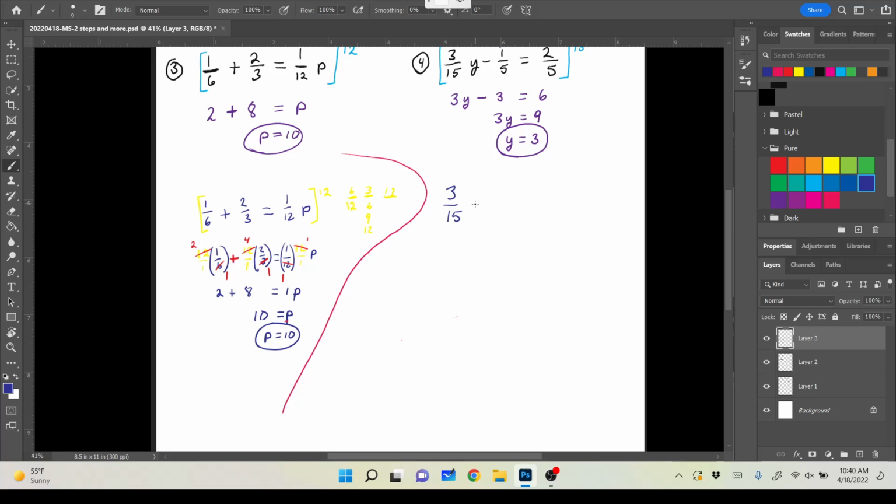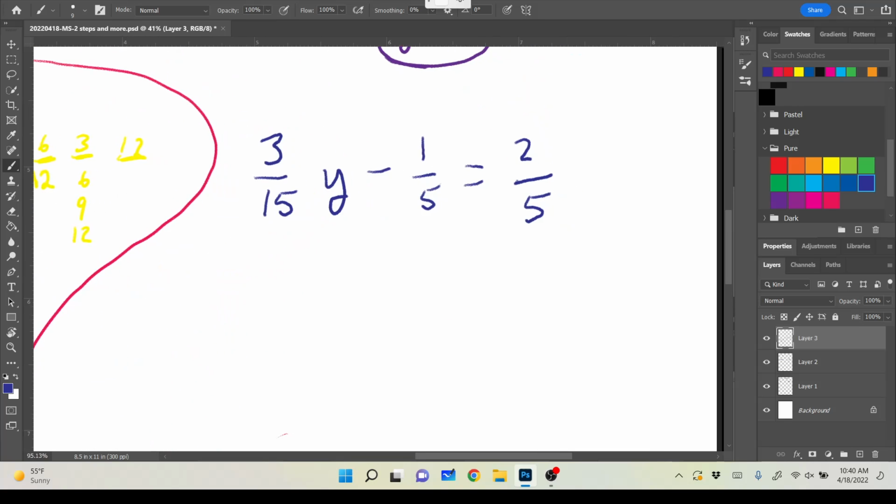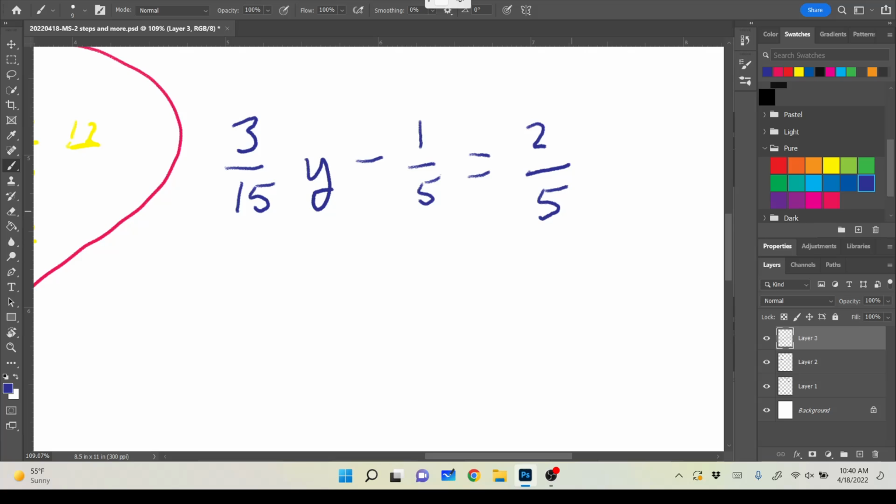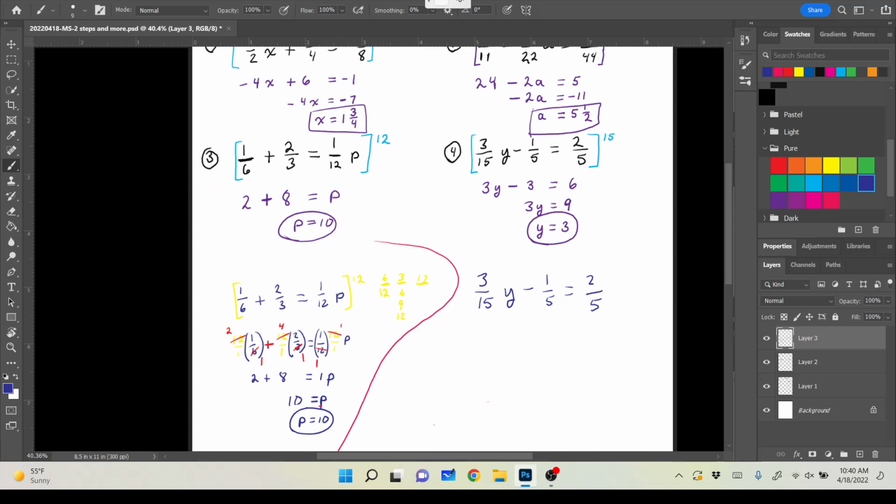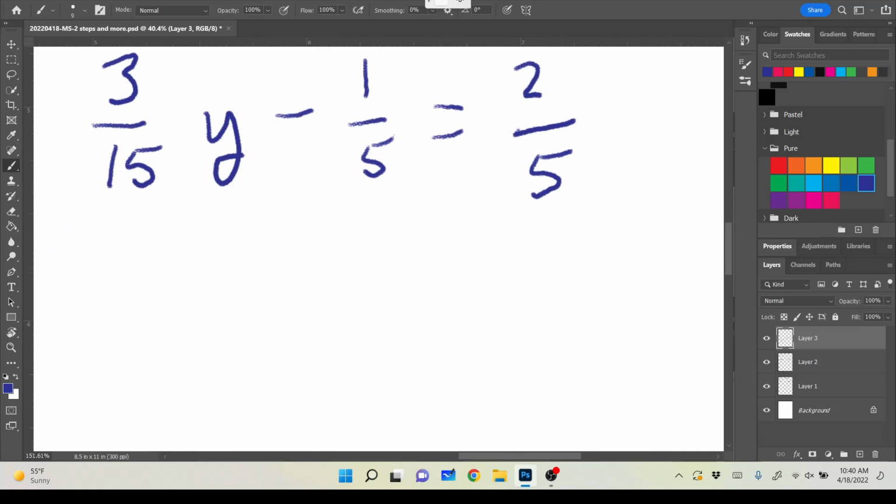Number 4 was 3/15 y minus 1/5 equals 2/5, right? Well, that's what I see. Is that what you see? Okay, good. Glad to hear it.